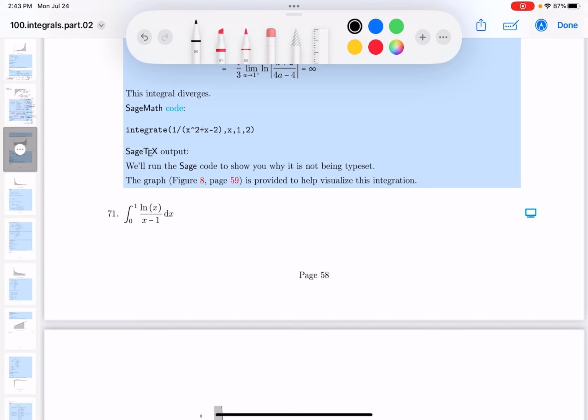All right, there's two big problems here. One is at 0. The natural log is not defined at 0. It's sailing off to minus infinity. And the other one at 1, the bottom is going to become 0 at 1. So I got two big problems over here.